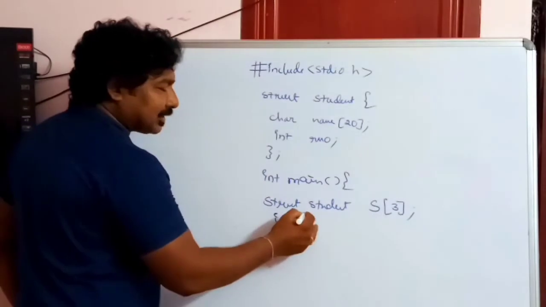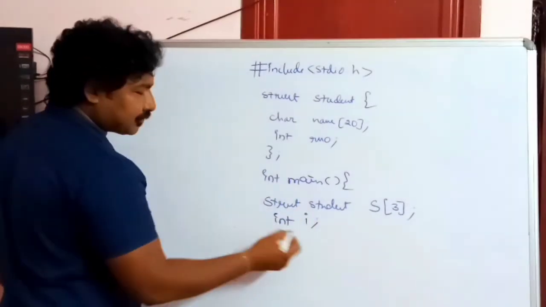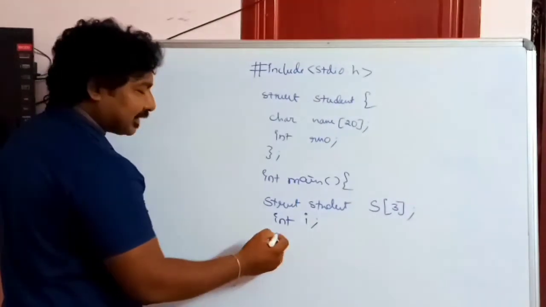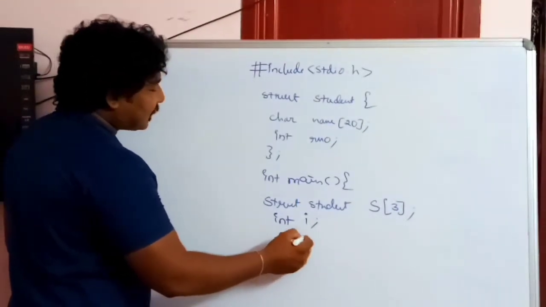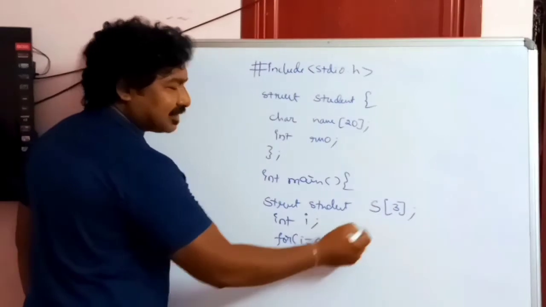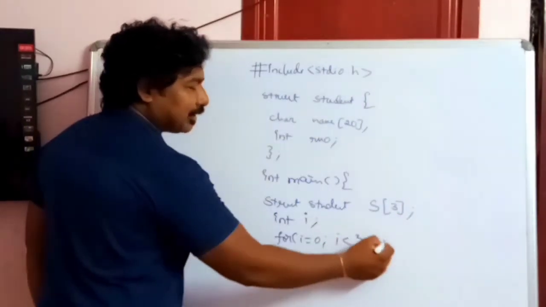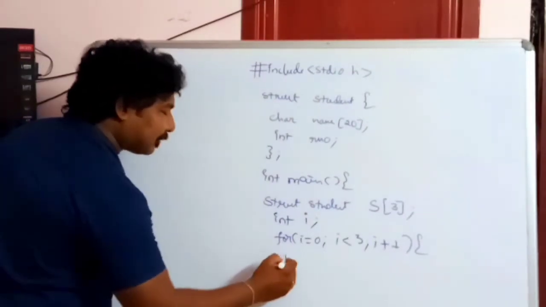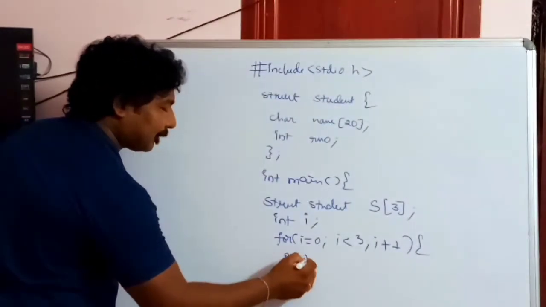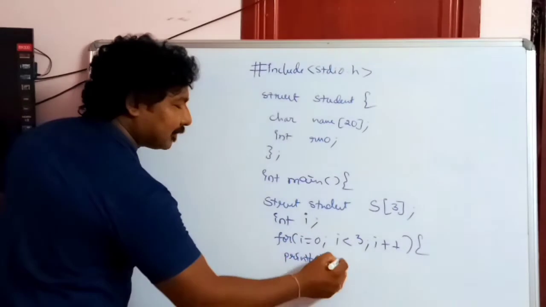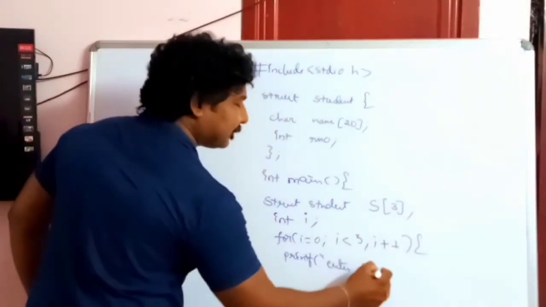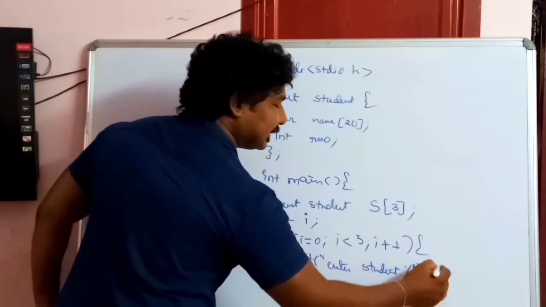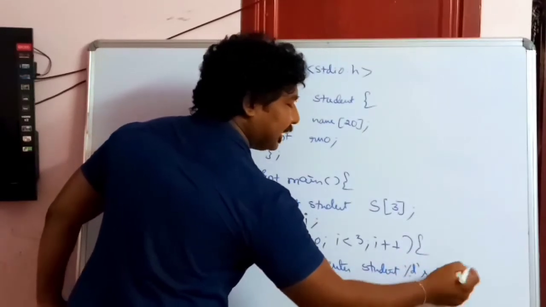Here you declare the variable i. For the for loop I need a variable i of integer type. So what I'm doing is for i = 0, i < array size, that is 3, i++. Inside it I'm asking with printf: enter student %d's details, name and roll number.